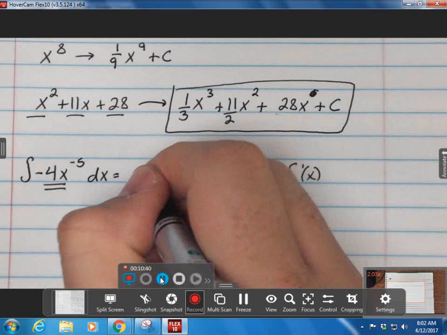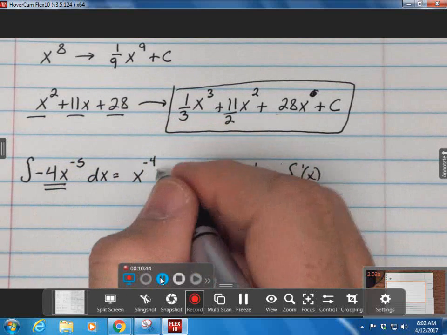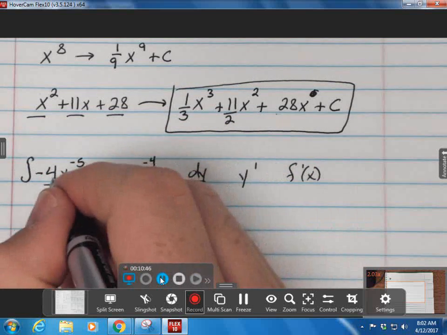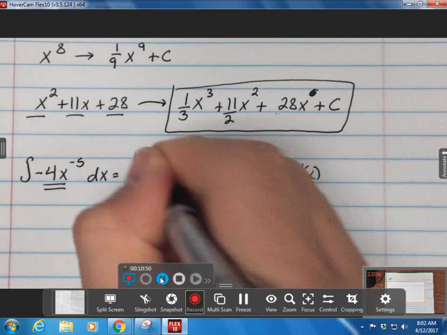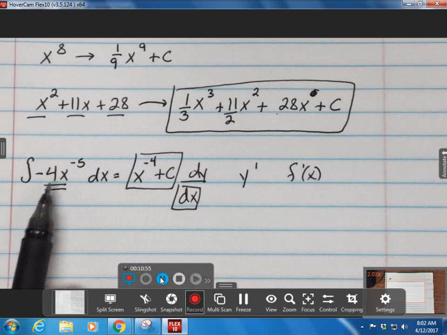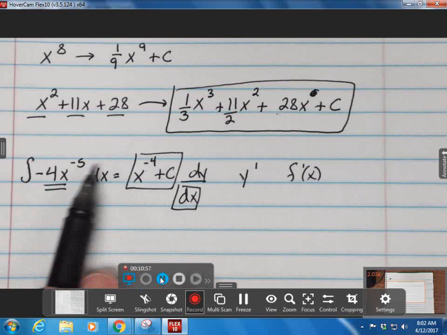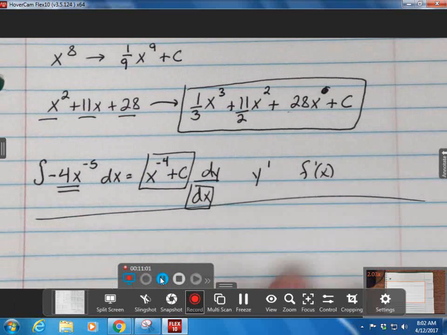The integral with respect to x is equal to. We add 1 to the power. Negative 5 plus 1 is negative 4. And we're going to divide by the new power. Negative 4 divided by negative 4 is simply 1. Plus c. You can check that, move the negative 4 down front, looks just like that. Take 1 away from the power, looks just like that. We're done. Don't forget to tack on your plus c.